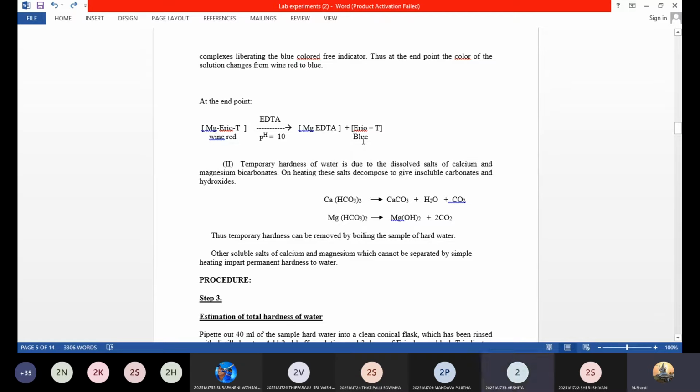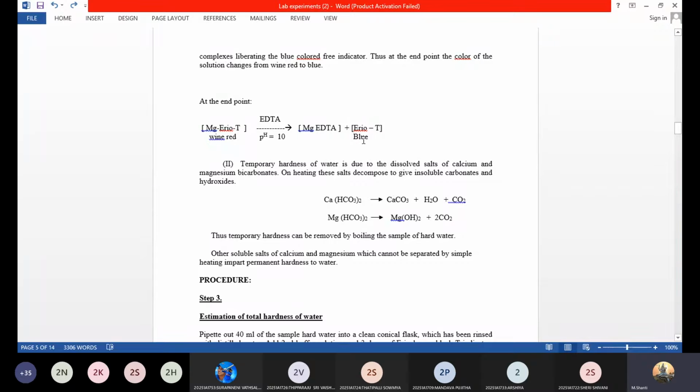What is this blue color indicate? Yeah, end point means what? So blue color is because of presence of what? See here in the equation, it's only just because of the free indicator.